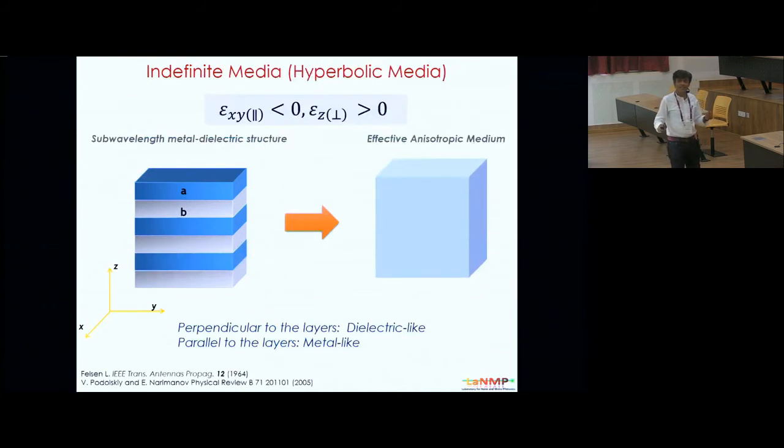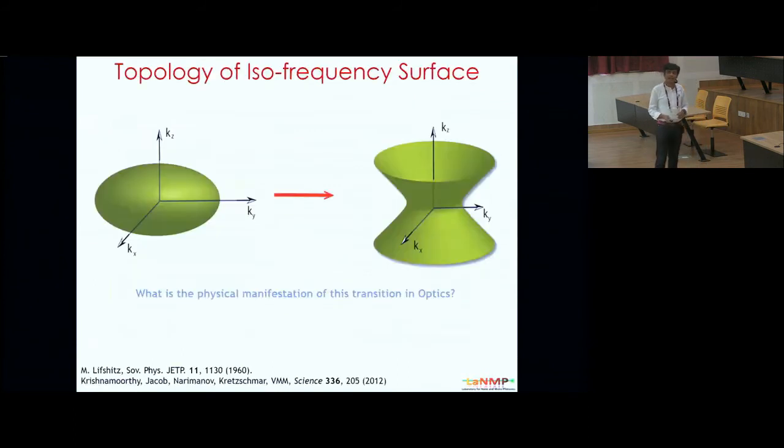What this means is that for light, when these layers are really thin, perpendicular to the layers it acts like a dielectric, and parallel to the layers it acts like a metal. And we'll see what this means for the density of states.